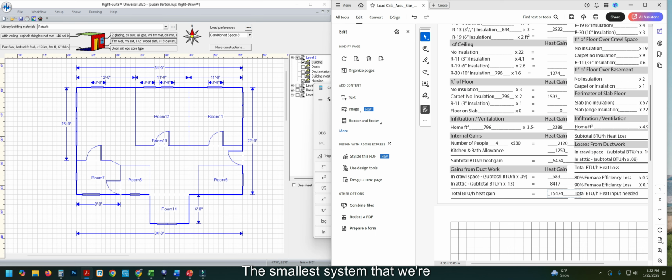The smallest system that we're going to find as far as a unitary size is going to be 18,000 BTUs. And so we would put an 18,000 BTU system in. We want to be relatively close to the value that we get.